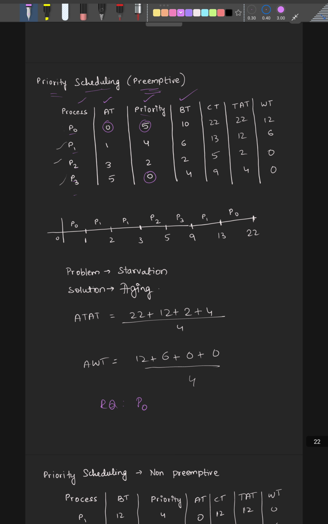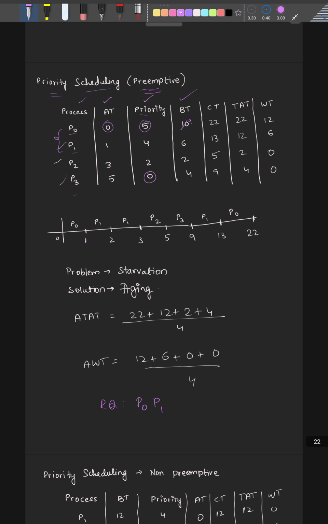So it will come into the Gantt chart, 0 to 1 millisecond. The burst time for P0 will reduce from 10 to 9. And then after that, when the arrival time is 1, we have P0 and P1 in the ready queue.